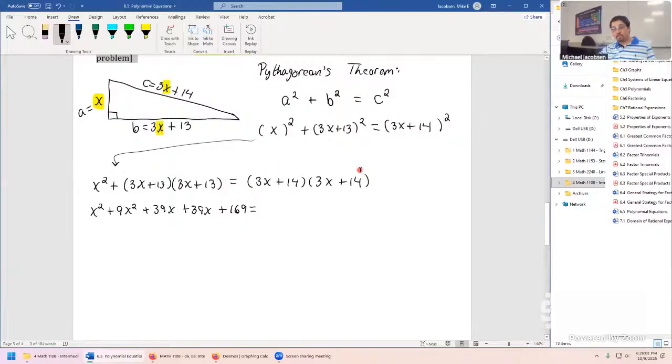It's slightly different because of the 14s. Starts off similar. 3x times 3x will be the 9x squared. 3x times 14 is going to be, let's see here, that'll be 30. 4 by 3 is 12. Looks like a 42x.